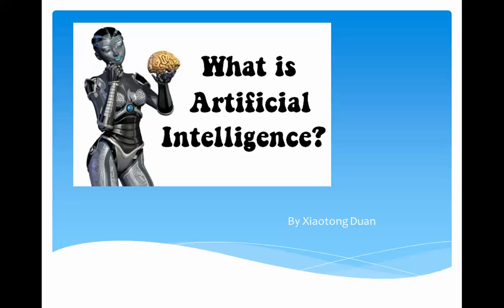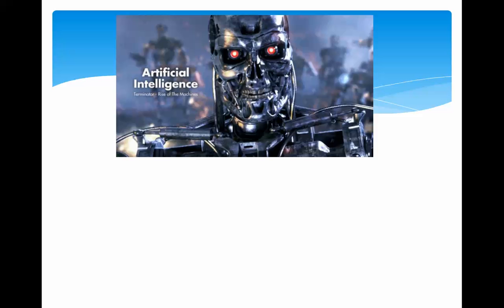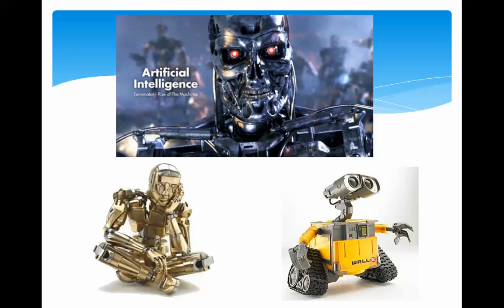Okay. What I'm going to talk about is what is artificial intelligence and does it exist? The Wikipedia definition of AI is the intelligence of machines and robots and the branch of computer science that aims to create it. And the AI textbook defines it as the study and design of intelligent agents, where an intelligent agent is a system that perceives its environment and takes actions that maximize its chances of success. So my personal image of AI when I first heard the term, based on these two definitions, was something like that, or a little less scary and cuter.